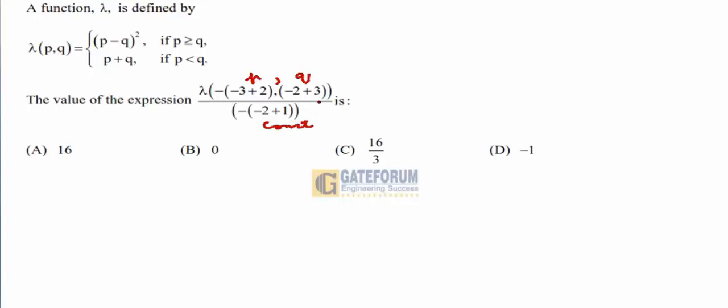So let us try to find out what is the value of p here. The value of p here is minus 3 plus 2, which is minus 1, but there is a minus before it, so it is plus 1. And what is the value of q here? Minus 2 plus 3, so it is once again a value of 1, right? What is the value of this constant? The value of this constant is minus 1. There's a minus sign here, so this is 1.